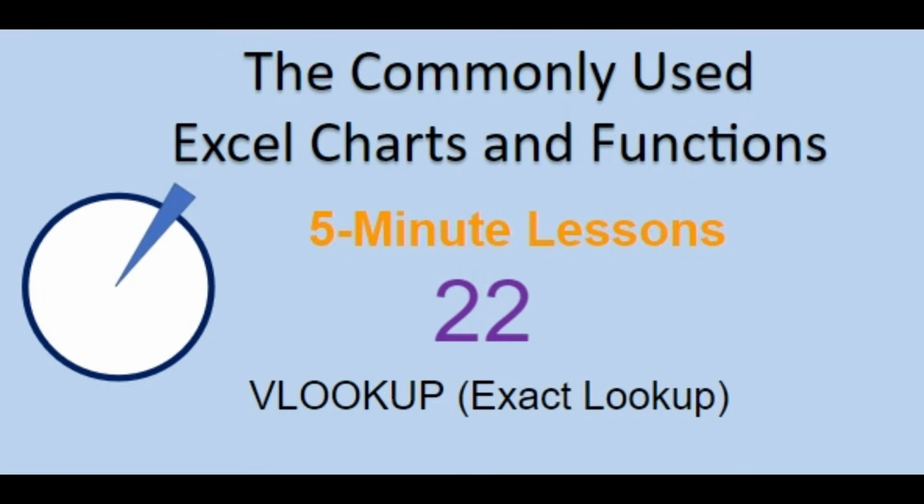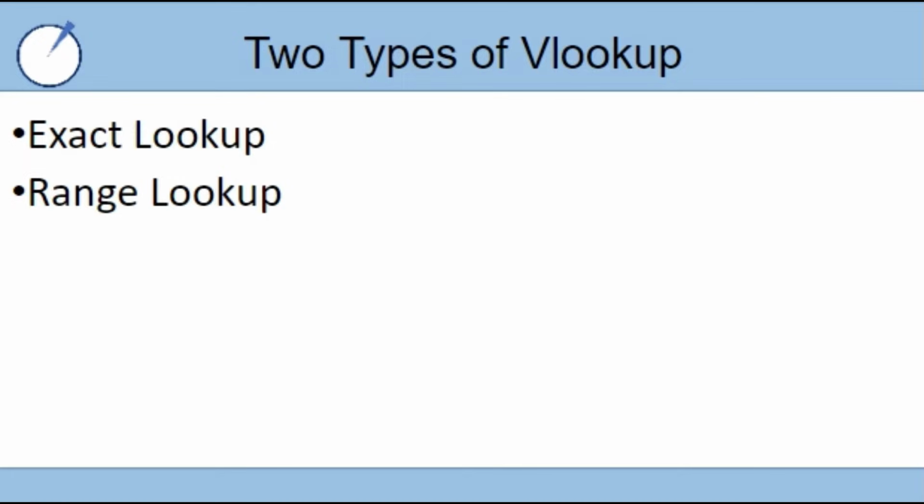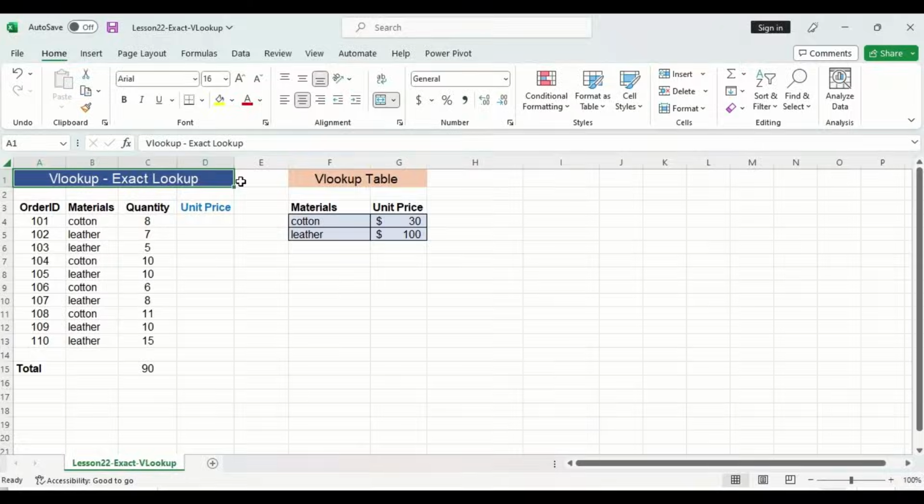Welcome back to the commonly used Excel charts and functions video series. Today in lesson 22, we will learn the exact VLOOKUP. There are two types of VLOOKUP, the exact lookup and the range lookup. Today we are going to work through an exact lookup example.